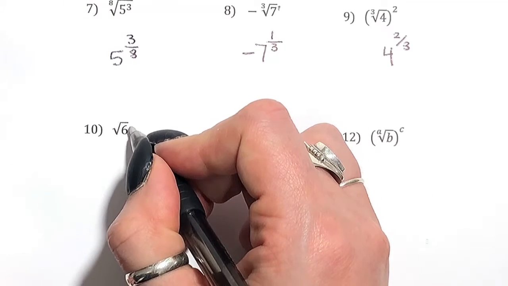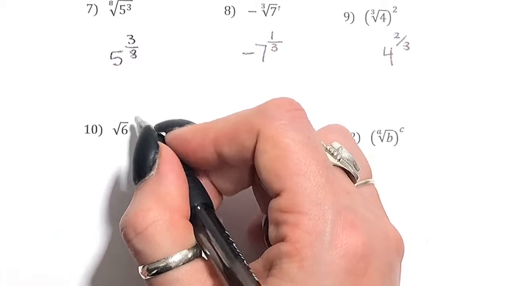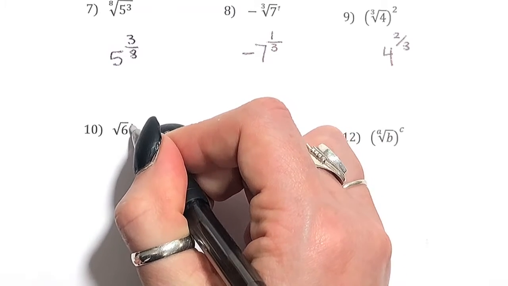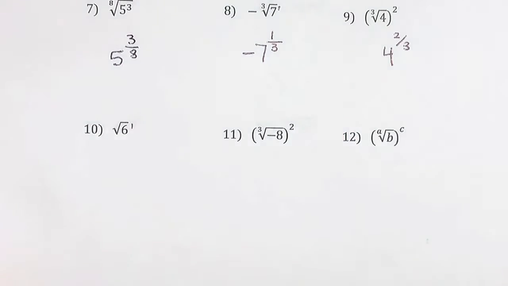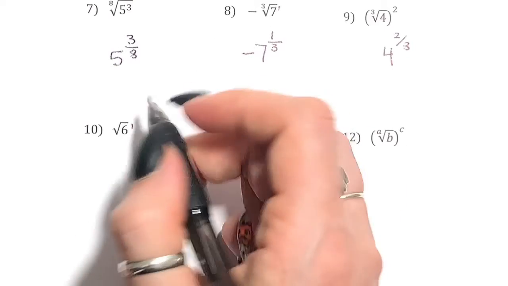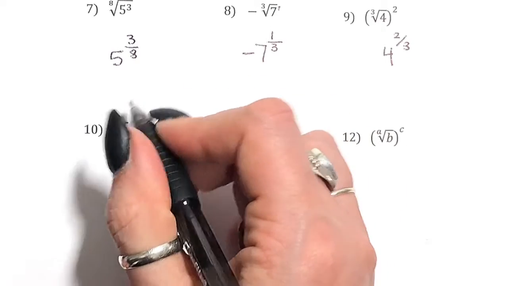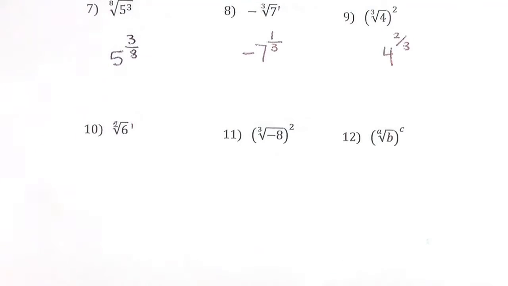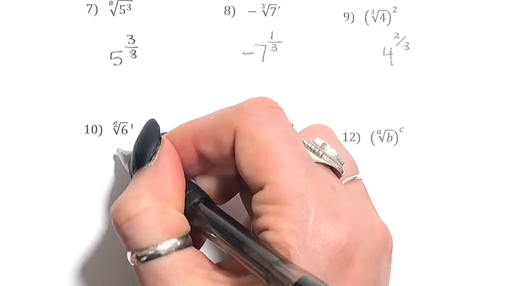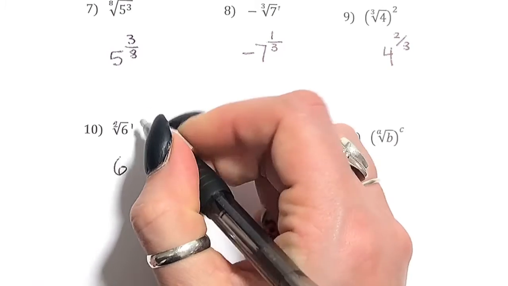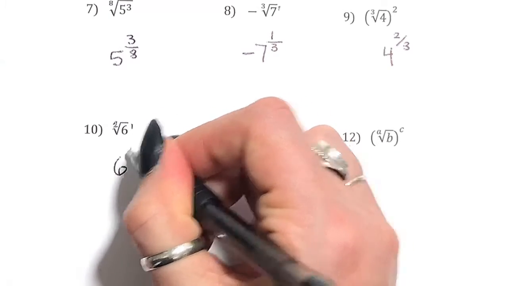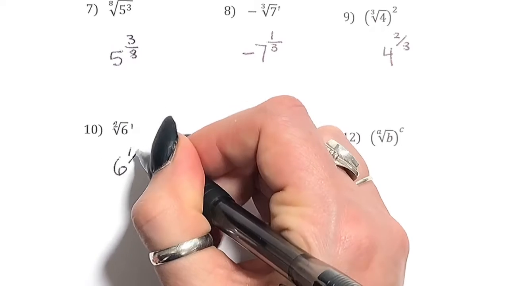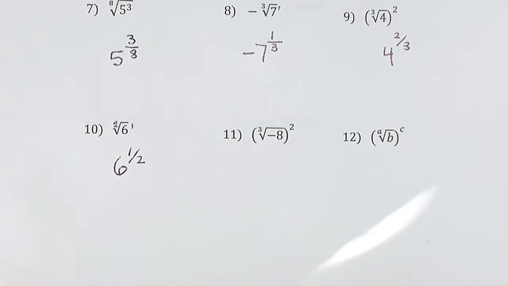Notice this one doesn't have an exponent or a root type. So we never write power of 1s. Sorry, I'm losing my voice today. And then we also don't ever write the 2s in a square root. So if there's not a number written on your root, that means it's a square root. So take the 6 for your base, and then our power is a 1, and our root type is a 2. So we get 6 to the 1/2.